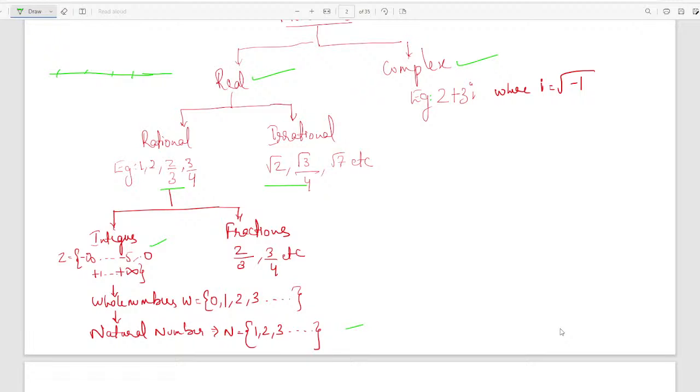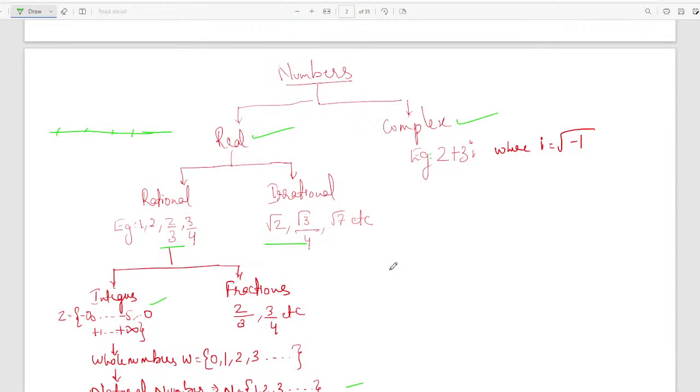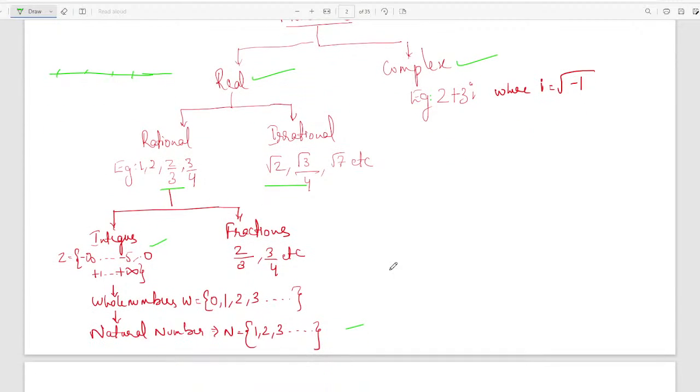So I hope this is understood. If there is any doubt, please ask, or else we'll move to the next section. You don't have to memorize all these things. They'll not directly ask you. This is just for your understanding. There are other important things in number properties that are much more important.